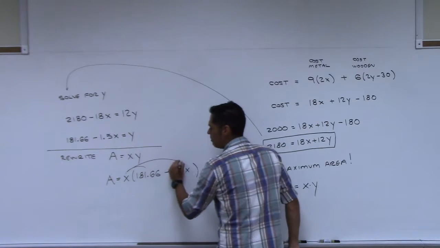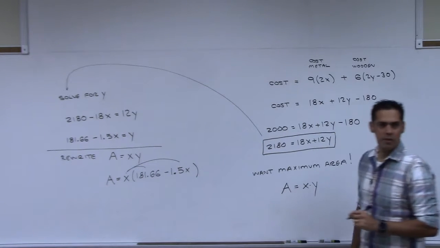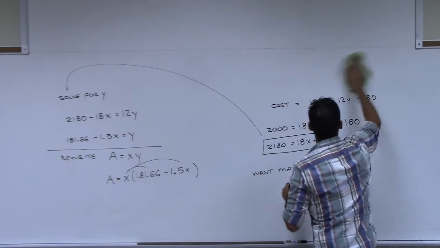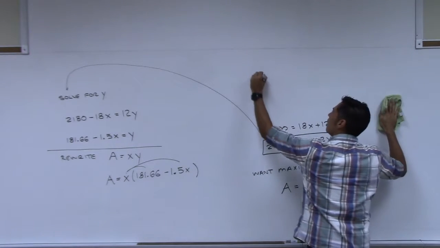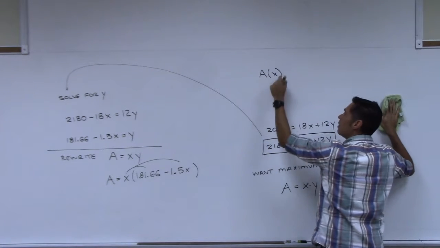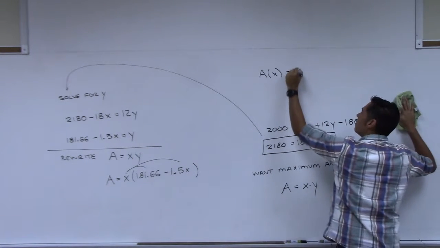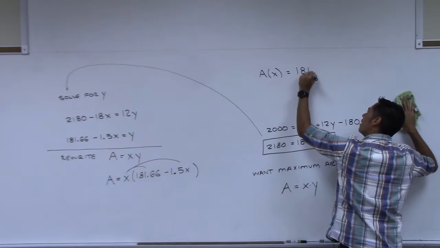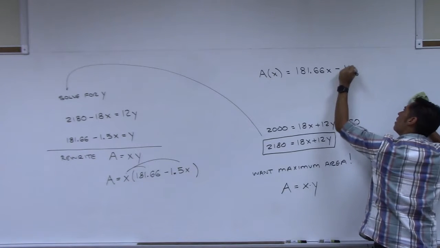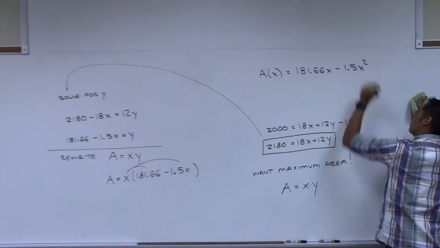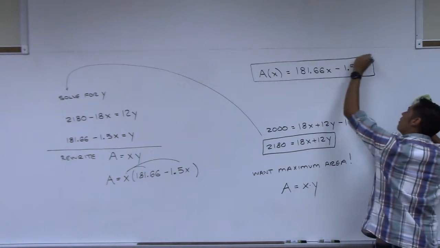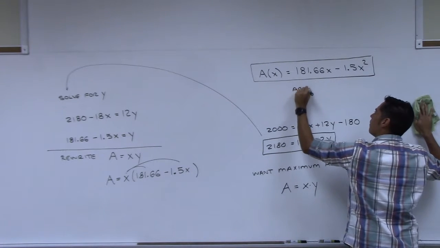Distribute the x through, and we will have our function. Okay, so here's what we've got. Area, and I'm going to put A of x here. I'll talk about why I do that in just a second. 181.66x minus 1.5x squared. And that is my area function.